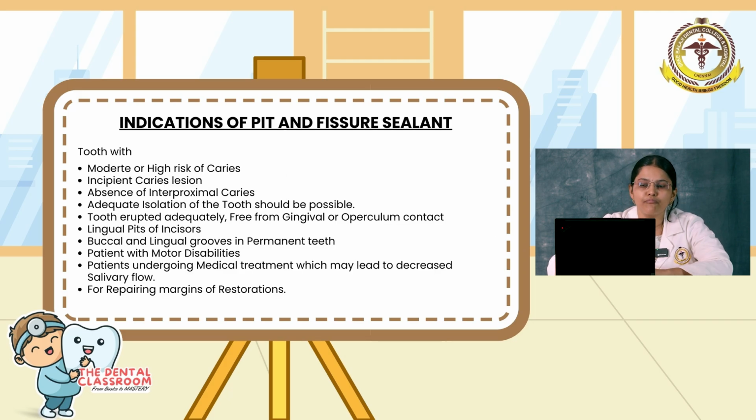So, indications of pit and fissure sealant: tooth with moderate or high risk of caries, incipient caries lesion, absence of interproximal caries, adequate isolation of the tooth should be possible, tooth erupted adequately. It should be free from gingival or operculum contact. Next, lingual pits of the incisors, buccal and lingual grooves in the permanent teeth are indicated, patients with motor disabilities, patients undergoing medical treatment which may lead to decreased salivary flow, and for repairing margins of restorations.